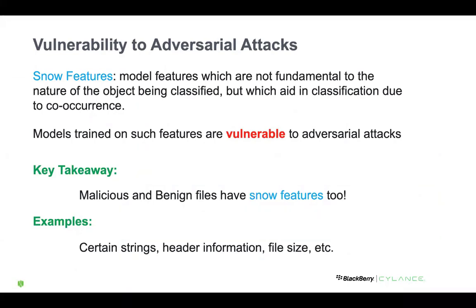Okay, and the key takeaway, as I mentioned on the last slide, is that malicious and benign files have these snow features too. Okay, so these can manifest in the form of strings, header information, file size, and so on. Again, features which co-occur with that class, whether the class is benign or malicious, but which don't necessarily have anything to do with the fundamental nature of the file, that is, its control flow.